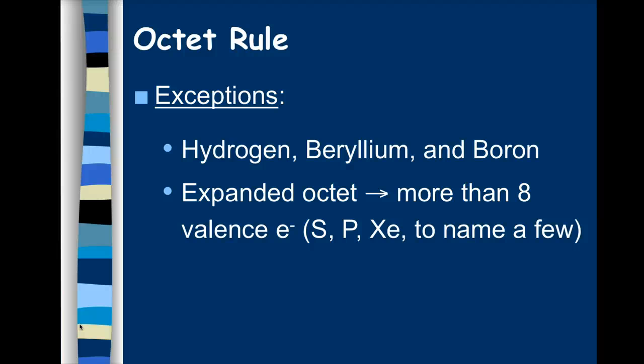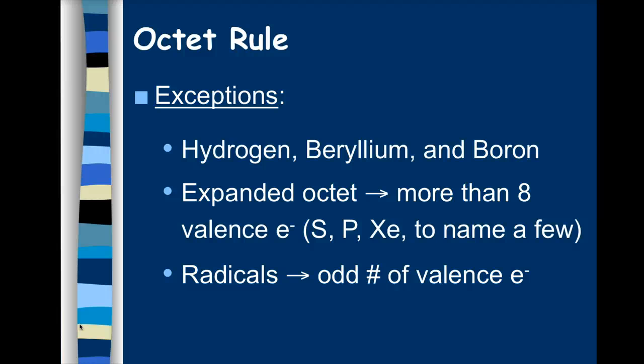There are some elements that can also expand their octet, so they'll take more than 8 valence electrons, and some examples here are sulfur, phosphorus, and xenon. We'll look at some examples while you're doing these diagrams of Lewis structures, and you'll start to see some interesting things develop.